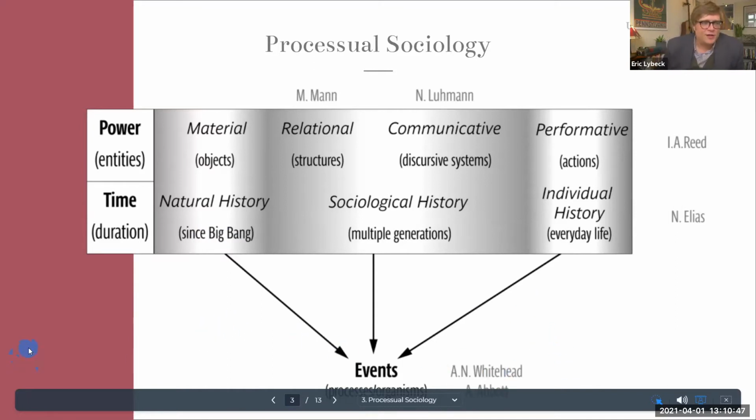Hoping there's no natural scientists in the room, but then you have sociological history and then individual history, which is more or less the perspective we have as individuals. Now, what I've done with that is linked that to more recent multidimensional theories of power, especially that of Isaac Reed, who's developed, initially he broke down Michael Mann's ideological power into three dimensions: relational, communicative, and performative. He's since added the material, which kind of completes the diagram, which is helpful.